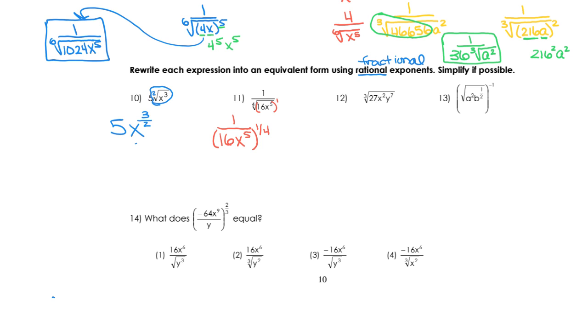Okay. And then what we can do from day 1 is realize that that 1/4 power is not only on the 16, it's also on the x to the 5th. Okay. And so we're going to have 1 over 16 raised to the 1/4 power. If you check in your calculator, 16 raised to the 1/4 is the same thing as the 4th root of 16, and that's actually 2. And then here we're going to have x to the 5th raised to the 1/4, and so that would be x to the 5/4.